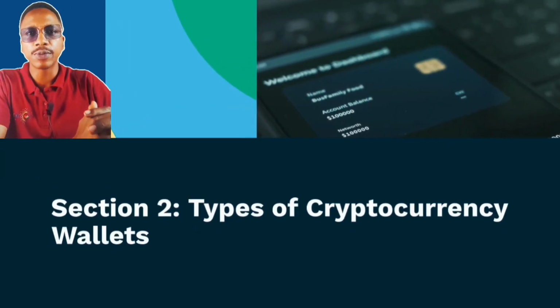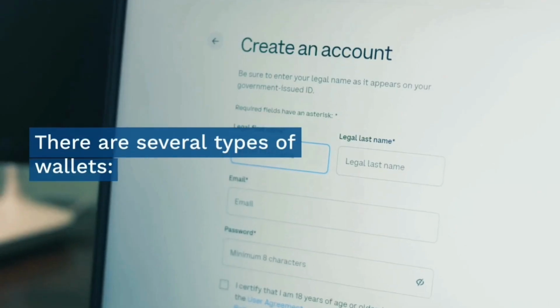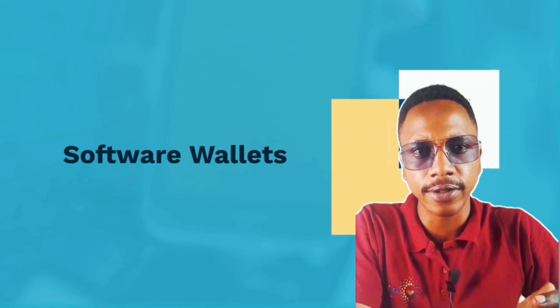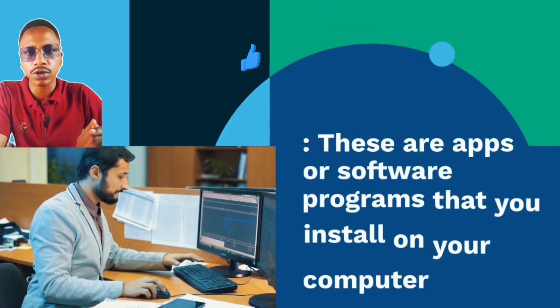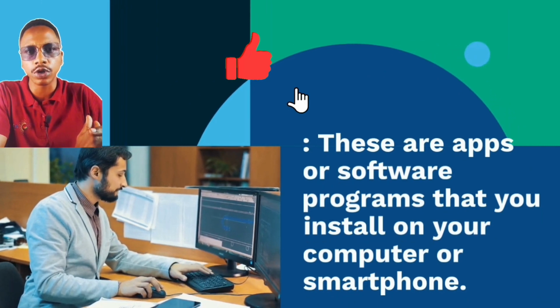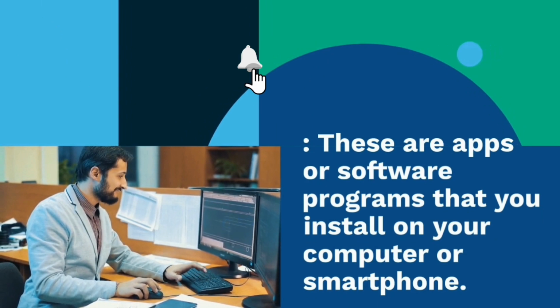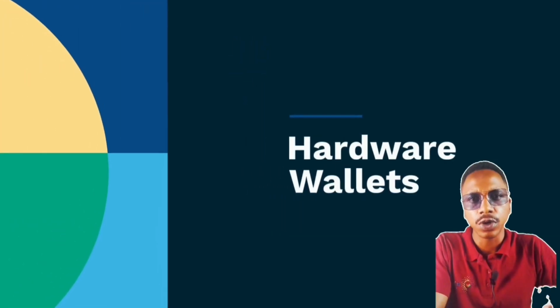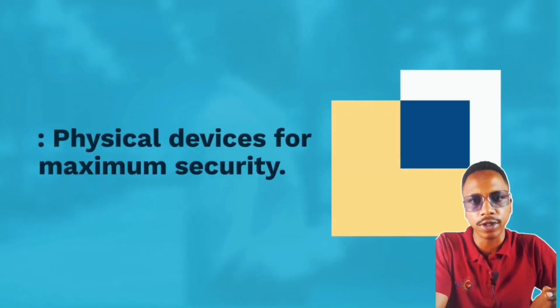Section 2. Types of cryptocurrency wallets. There are several types of wallets. Number 1. Software wallets. These are apps or software programs that you install on your computer or smartphone. Number 2. Hardware wallets. Physical devices for maximum security.